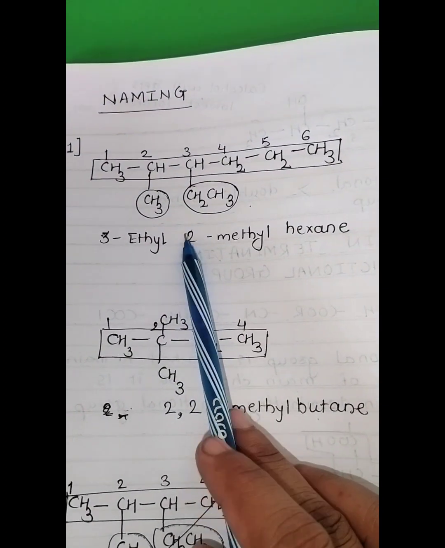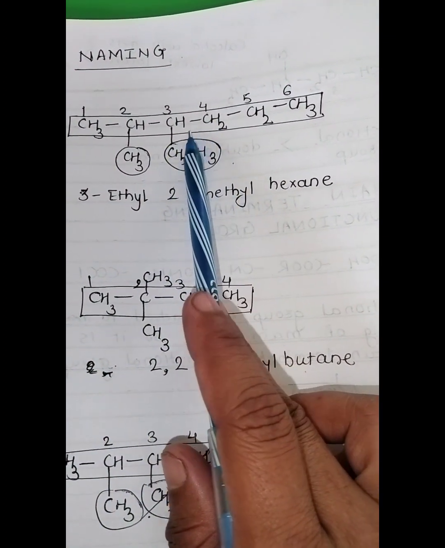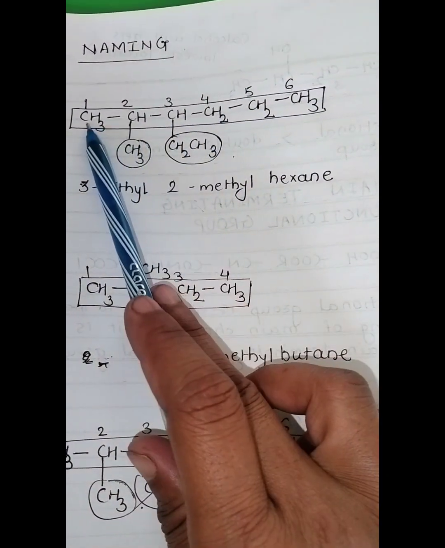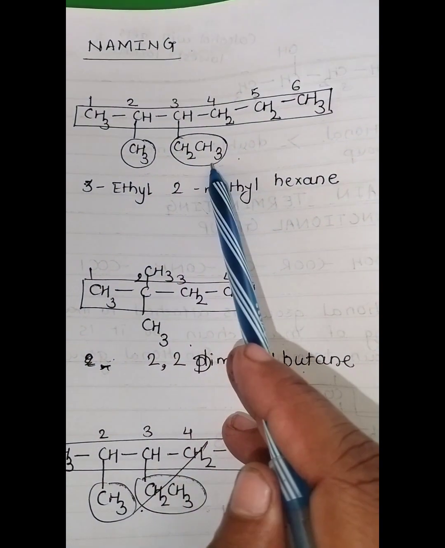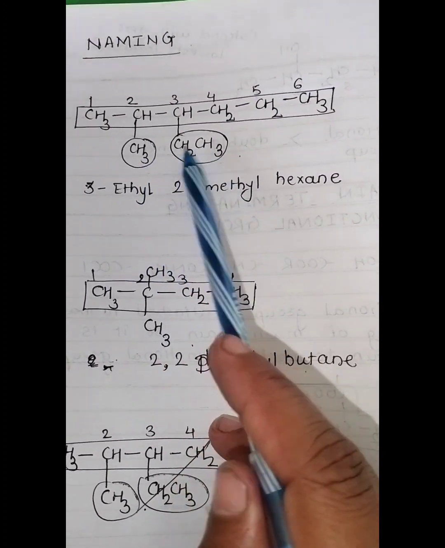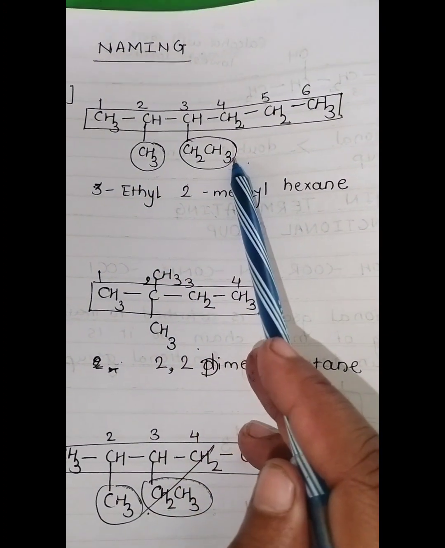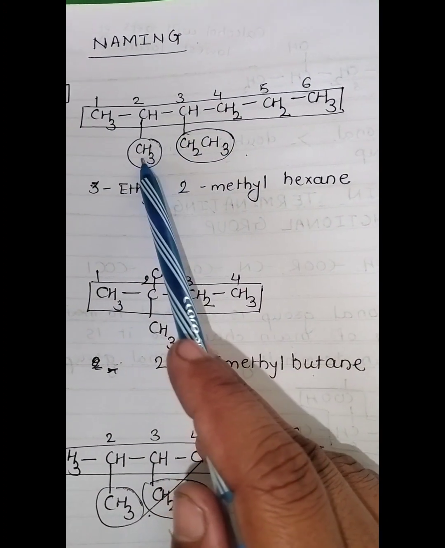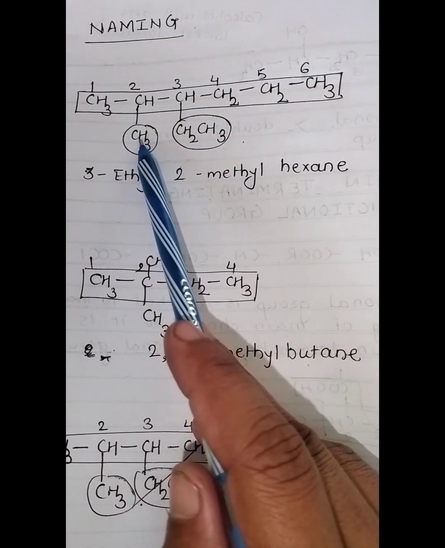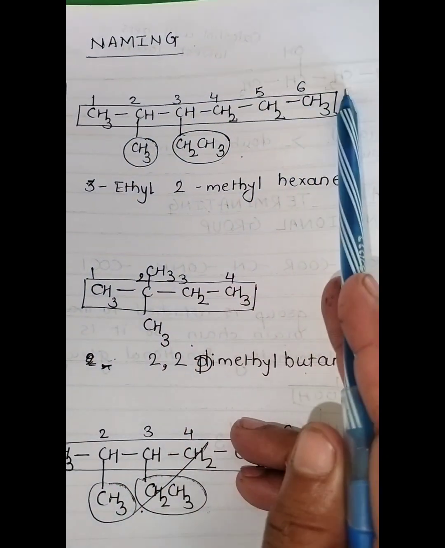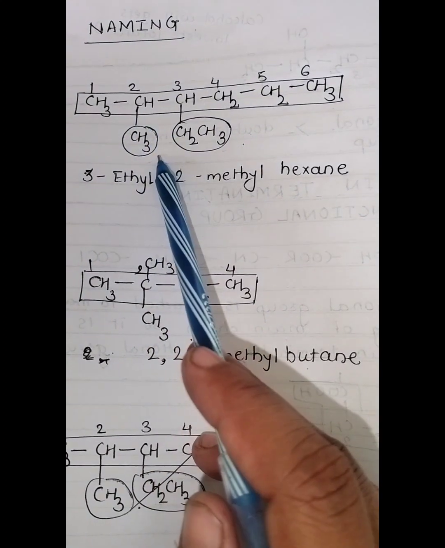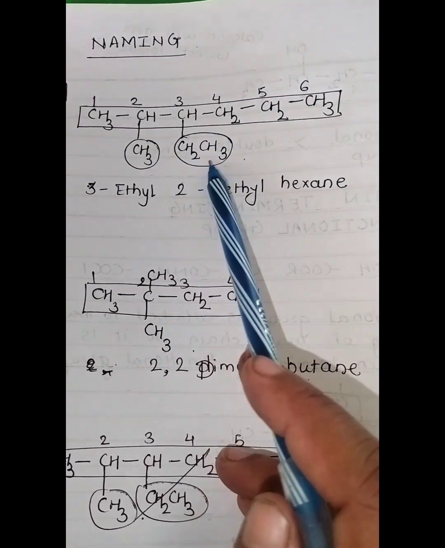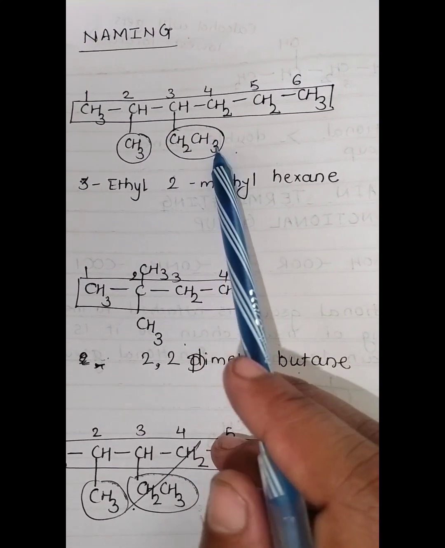Then last is the naming. Here in this compound we first select the parent chain. This is your parent chain, and this is your substituent or side chain. These two are our side chains. Then numbering of the compound according to the rule, the substituent goes to the lowest locant number, so this side numbering is correct. In the second carbon atom the methyl group is attached, and in the third carbon atom the ethyl group is attached.